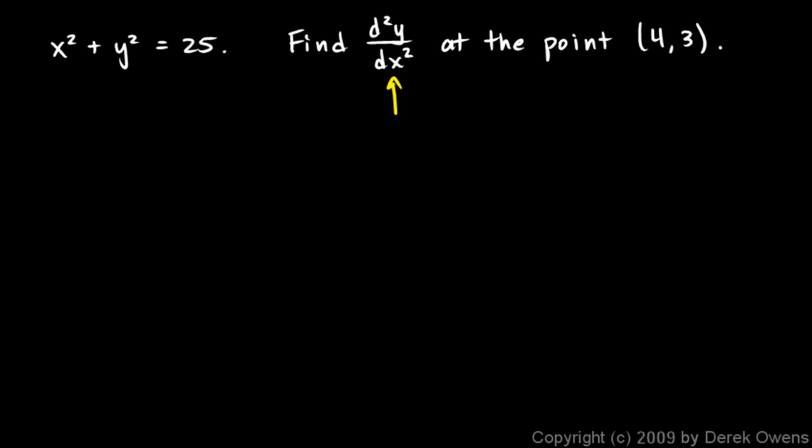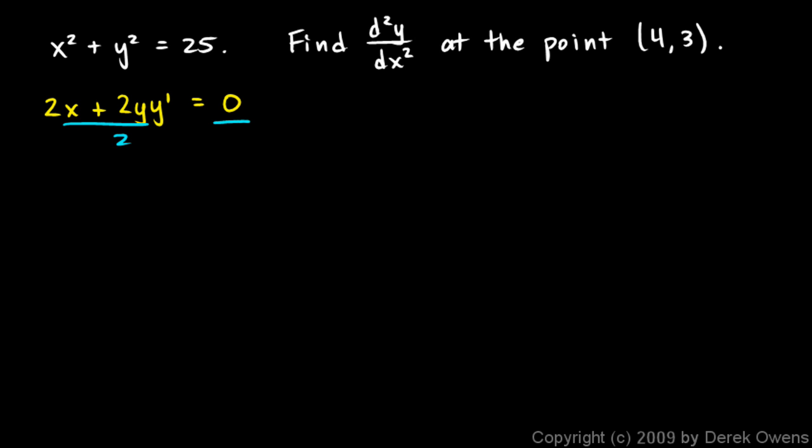So this notation here means the second derivative, the derivative of the derivative. So we're trying to find the second derivative of y with respect to x at this point. So let's find the first derivative, and that's going to be done implicitly, so we'll differentiate the left and the right. So on the left we get 2x plus 2y times y prime by the chain rule, equals the derivative of 25, which is just 0.